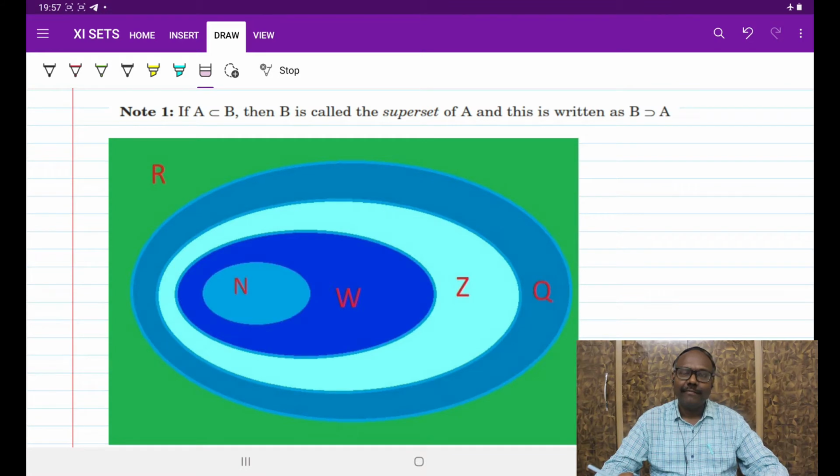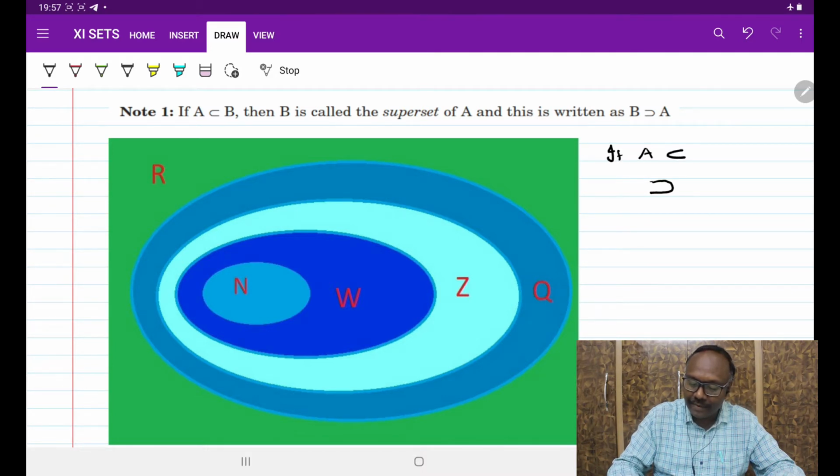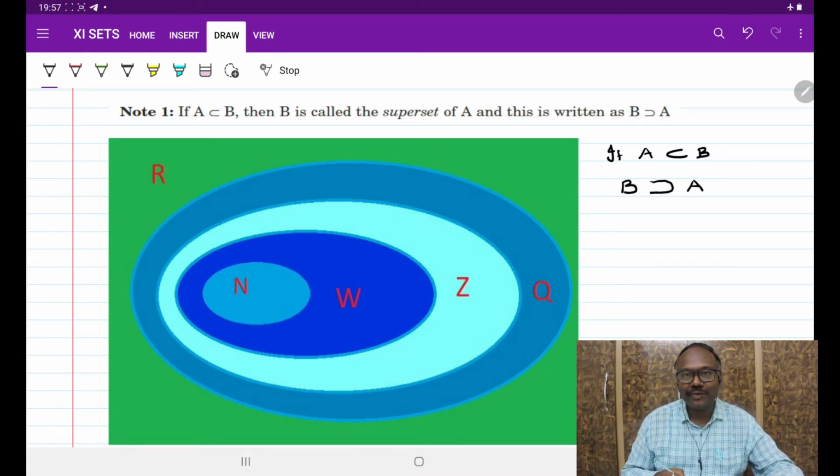Let us see what we call B if A is a subset of B. If A is a subset of B, then B is called a superset of A. So, the symbol for superset is the mirror image of the subset symbol. The symbol just looks like a mirror image of subset. So, this is called a superset. So, if A is a subset of B, then we say B is a superset of A. I hope you understood what is a superset.